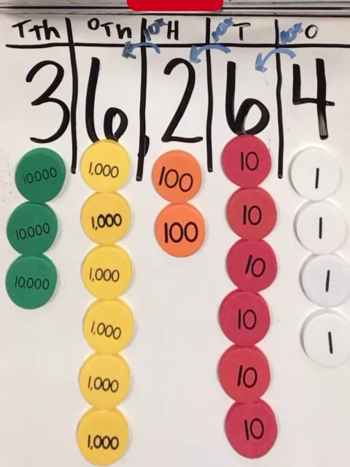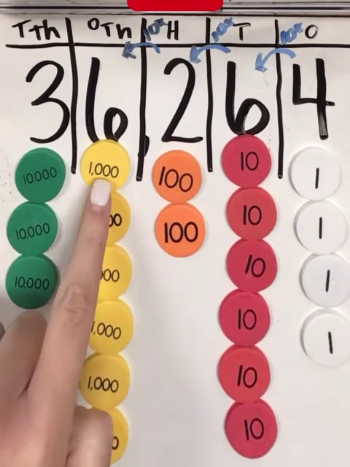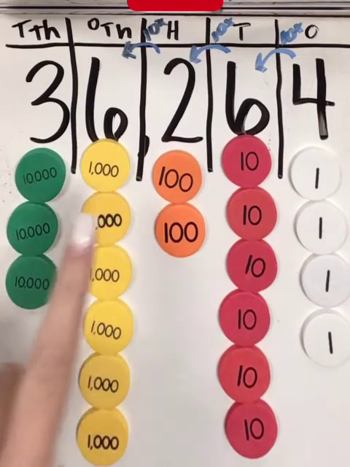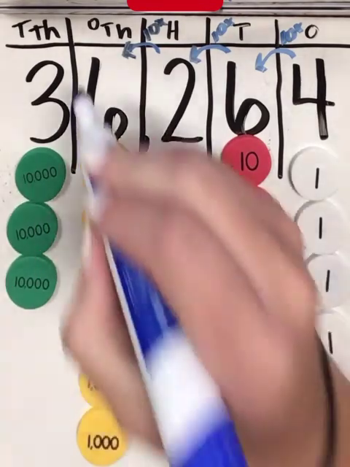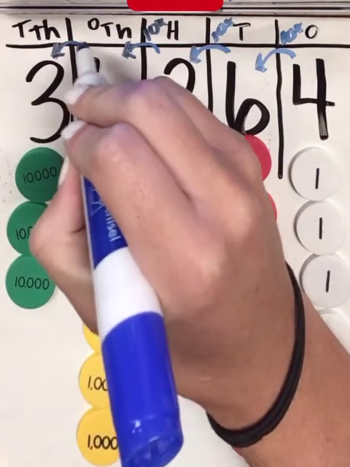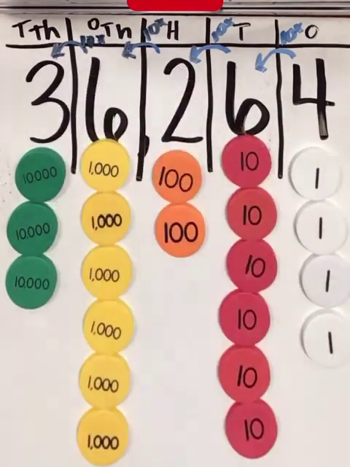Now, how many thousands do we need to make a 10,000? Same thing, let's count it out. 1,000, 2,000, 3,000, 4,000, 5,000, 6,000, 7,000, 8,000, 9,000, and then we have 10,000. So we need 10 1,000s to make one 10,000 because this one is 10 times greater than the 1,000s.